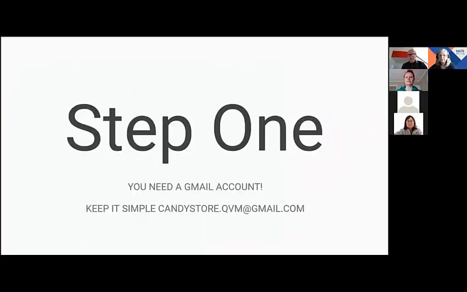So step one is you need a Gmail account. If you don't have one, you can't really go any further. Just sign up for a Google account and keep it really simple, something that you can remember, like candystore.qvm@gmail.com. Lots of you have had students through the RMIT program, and a lot of them would have set you up an account with a .qvm in it. Dig it out, find the password, and use that account.